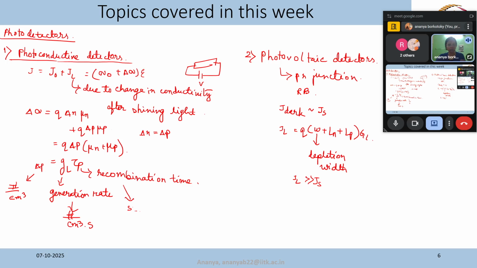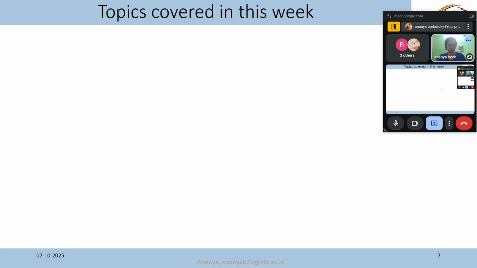What is the problem with this PN junction as a photodetector? Again, the depletion width is limited, so the current is also limited. So people moved to the next type of photodetector, the PIN diode, for which we have a larger depletion width.